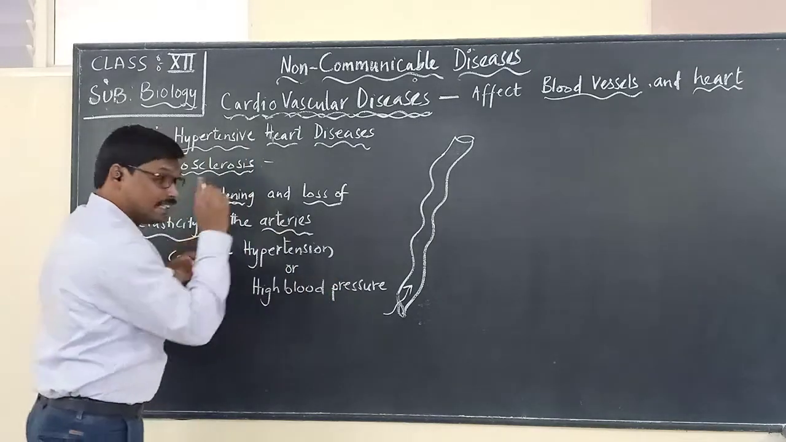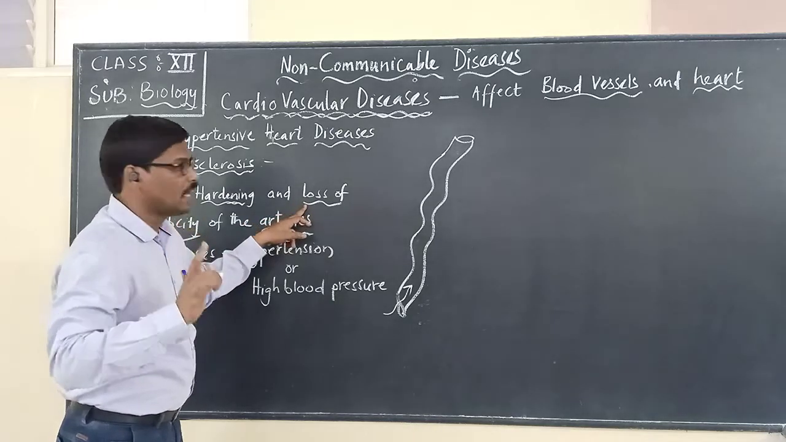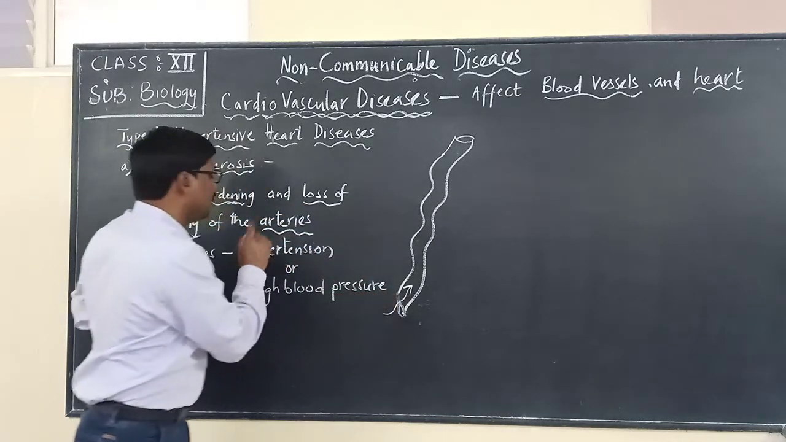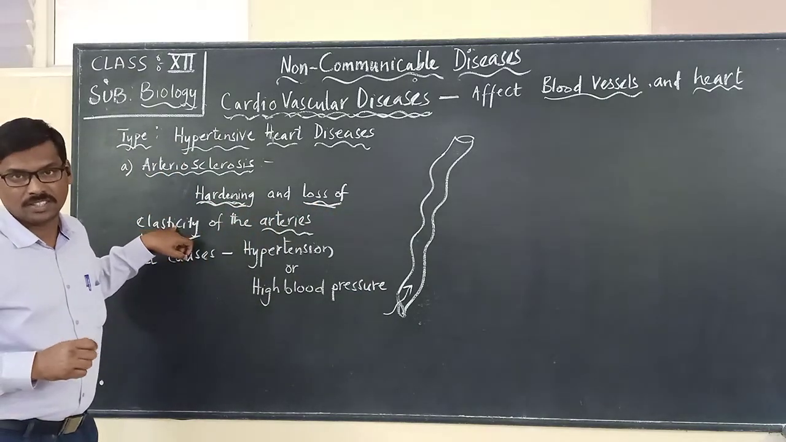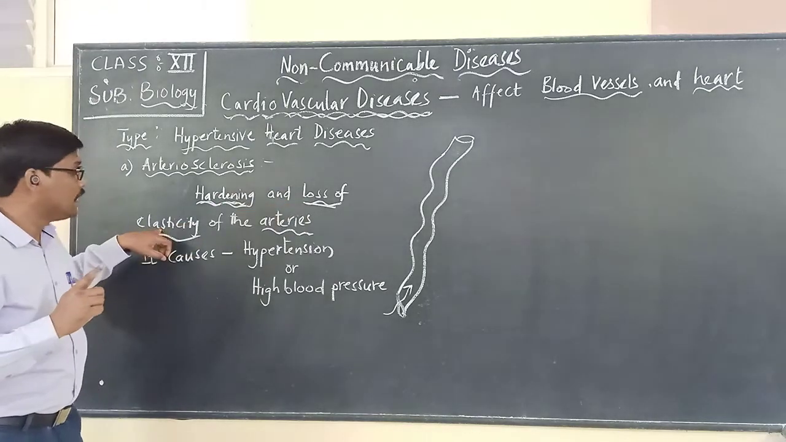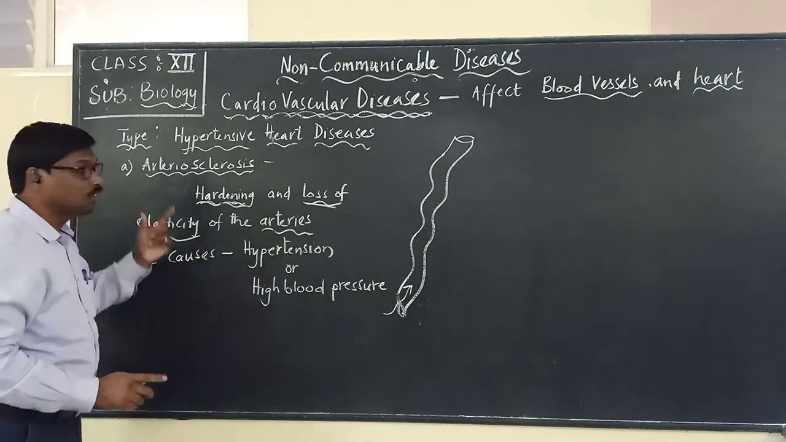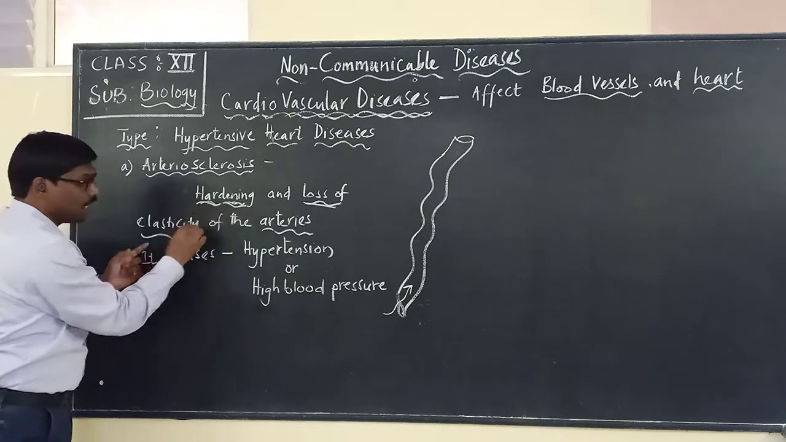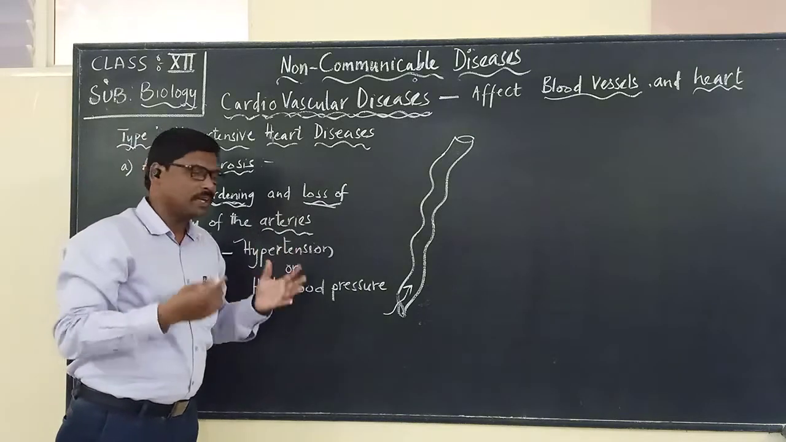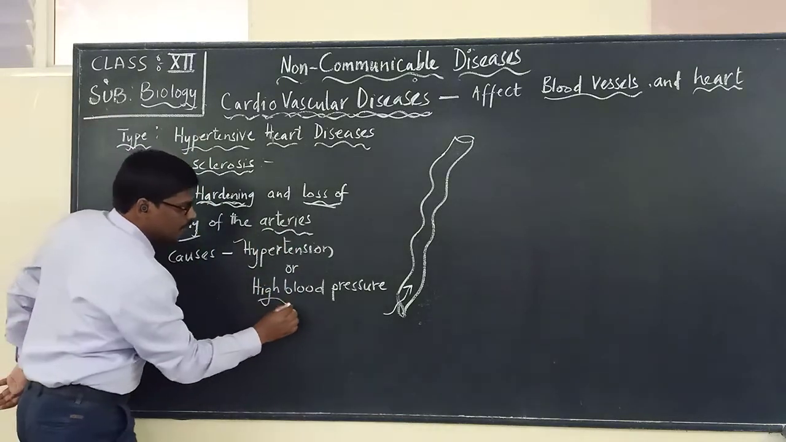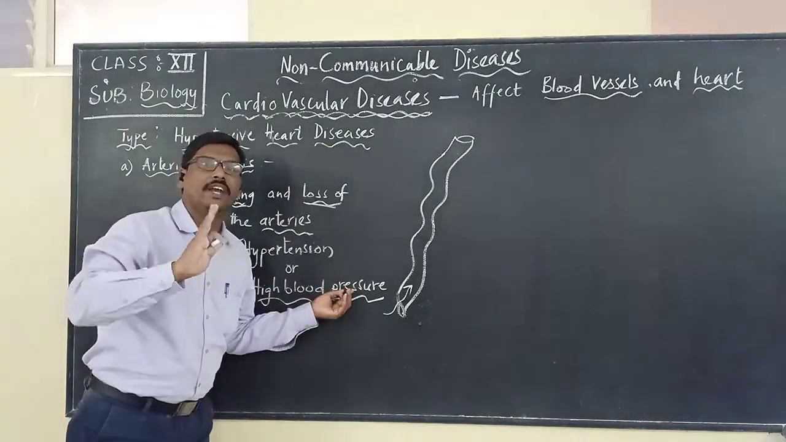But here we are saying that elasticity is lost in some cases, where the blood cannot freely move. When there is hardening and loss of elasticity of the arteries, it is very hard for the blood to flow, and it causes hypertension. What is hypertension? Commonly we call it BP, that is nothing but high blood pressure, which is not good for an individual.